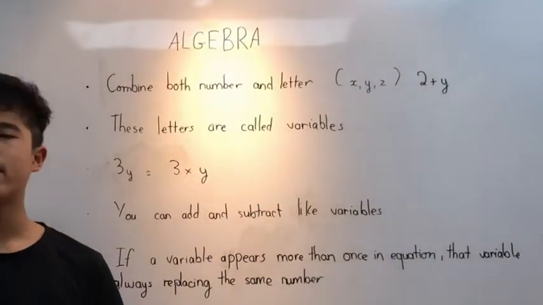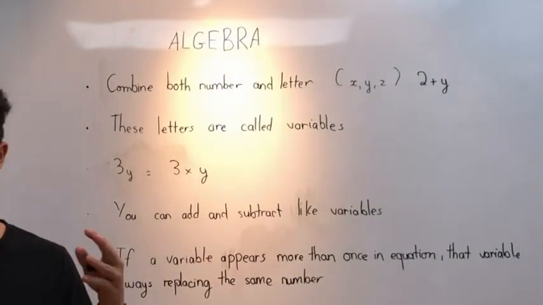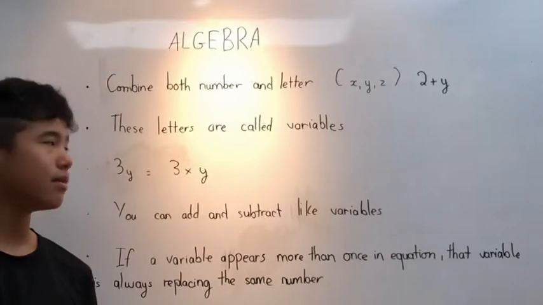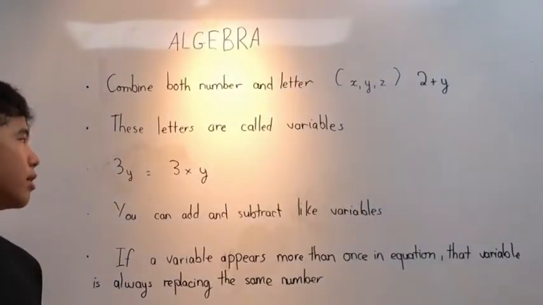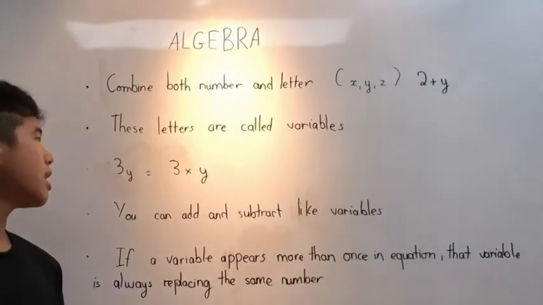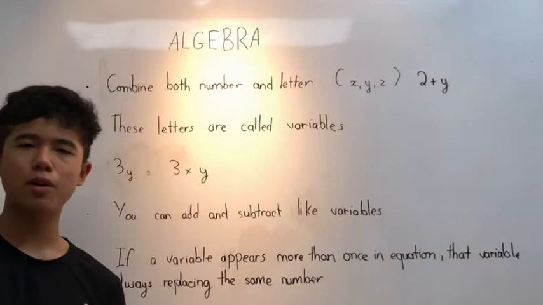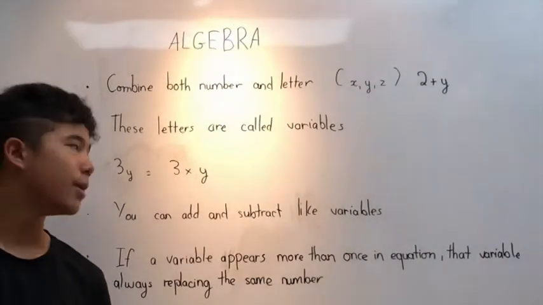Variables are all the letters A, B, C, D. It can be any letter. All the letters can stand for a number.